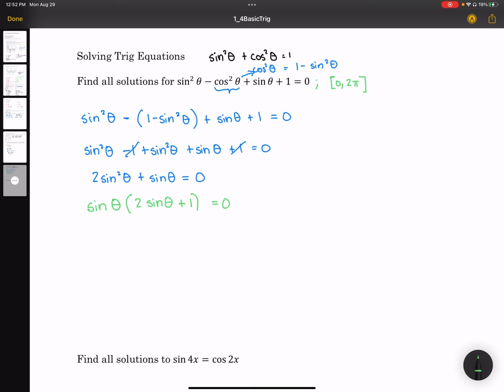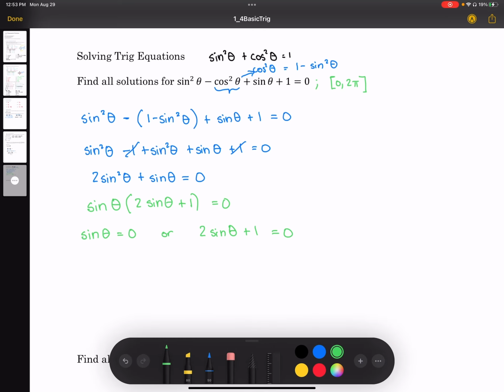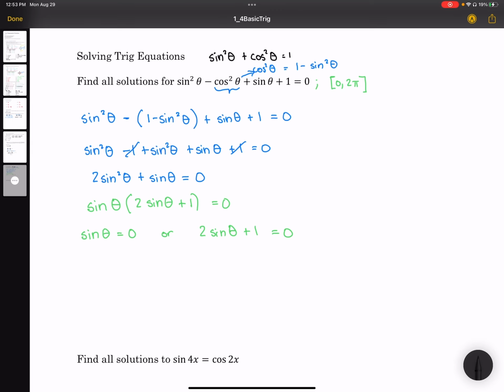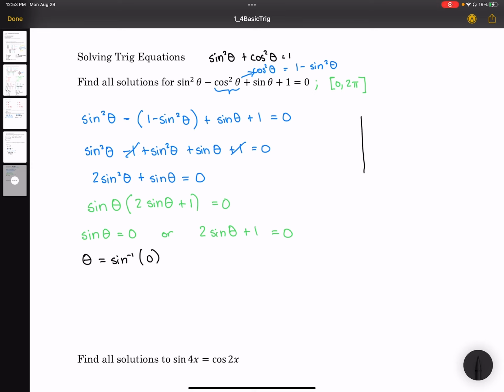So one of two things is true. Either sine theta equals 0 or 2 sine theta plus 1 equals 0. One of those two things has to be true. If we multiply and get 0, one of the factors must be 0. So if sine theta equals 0, we know that theta is going to equal sine inverse of 0. If you ever forget where the sine values are, draw yourself a very basic unit circle and go for the angles that you know.